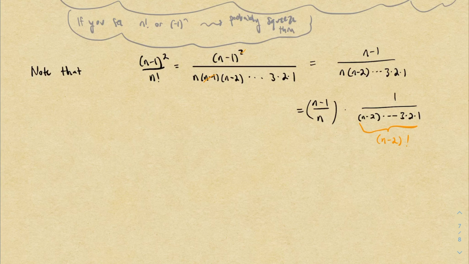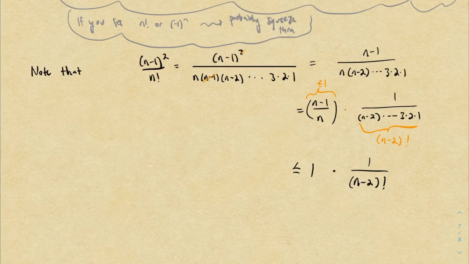The next observation is that the term in the parentheses, n minus 1 over n, is always less than 1. It's a smaller number over a bigger number, so it's less than 1. So here's what I'm going to conclude. This fraction that I care about, the one that I started with, by these observations, is going to be smaller than 1 times 1 over n minus 2 factorial. Really, all I'm using is the fact that n minus 1 over n is smaller than 1, and this is true for all values of n.